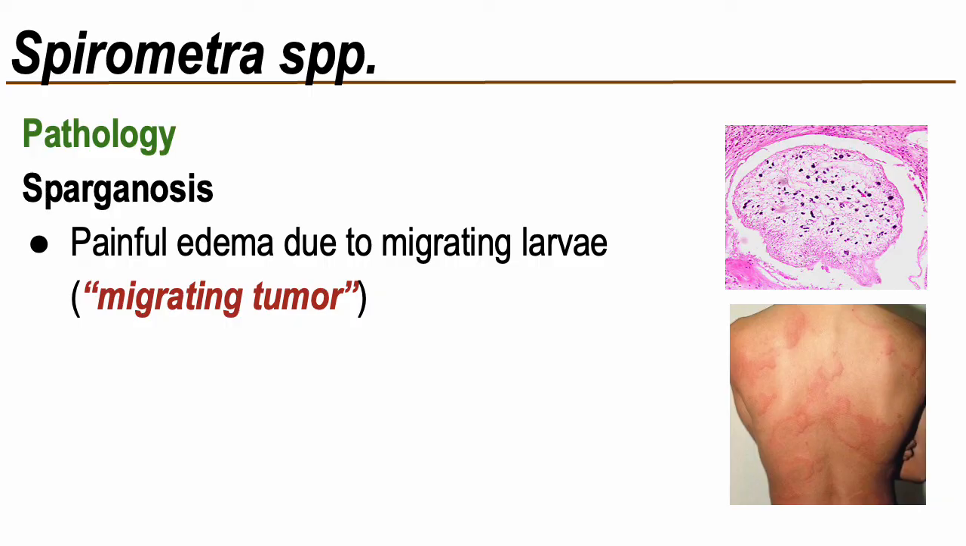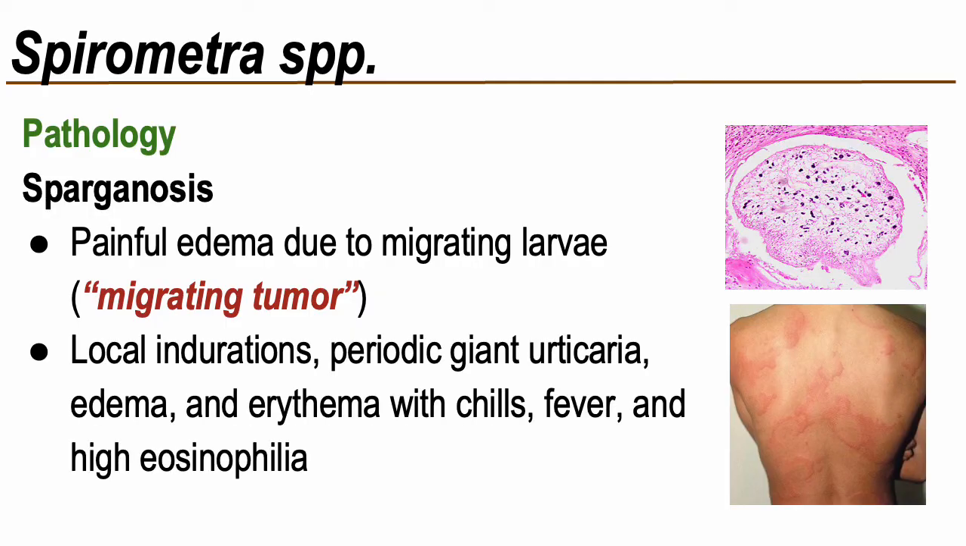So patients may complain of painful edema. This is due to the constant migration of the larva through the tissues, hence the other name, migrating tumor. Local indurations may also be possible, and periodic giant urticaria, just like here on this picture. Since there are allergic reactions of our body due to the presence of worms in the tissues, edema and erythema with chills, fever, and high eosinophilia are also recorded.